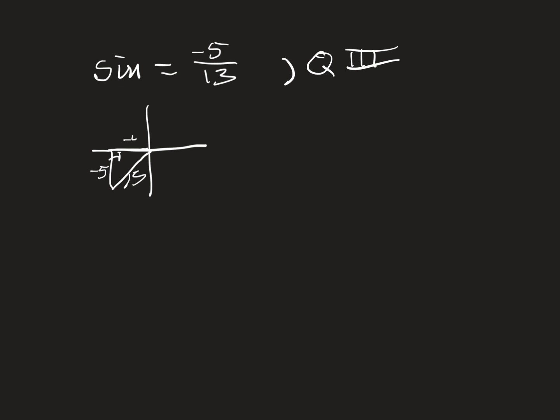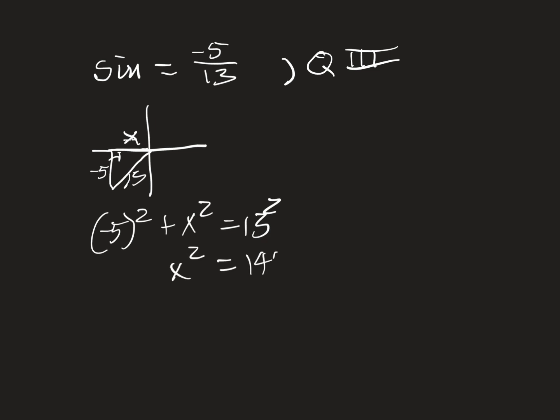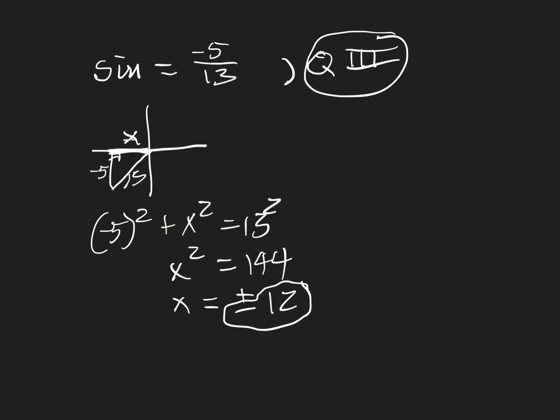So then we do the Pythagorean theorem to find the missing side here, x. So you'd have negative 5 squared plus x squared equals 13 squared. And that would give you x squared equals 144, which would give you x equals plus or minus 12. And so the question then becomes, is x positive or negative? Well, the geometry tells me it's negative because I'm going that way. Also, the fact that this is in quadrant 3 tells me it's negative. Okay, so the answer I would choose is negative 12.